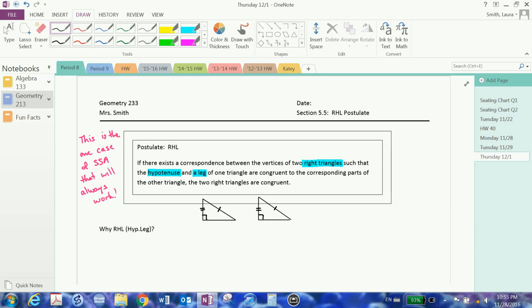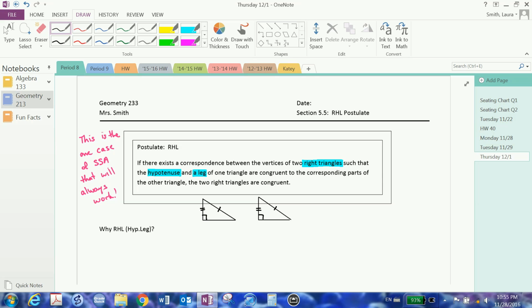So you see where it's side, side angle? But it's not just any angle. It's a right angle. That's what makes the difference. And this is where that video in the textbook in section 5.5 on page 334 will help you see why the right angles are important.